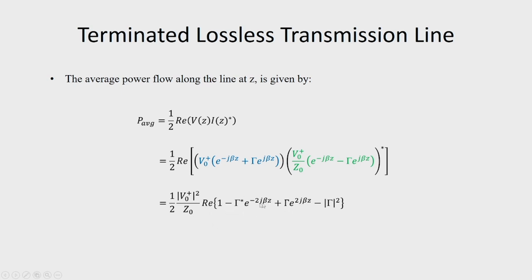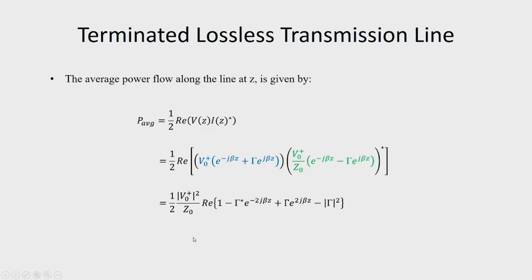Please note that in this expression, the two middle terms, when combined, give rise to an imaginary term, and this term can be dropped, and retaining only the real part, we get average power to be equal to half of magnitude of V naught plus squared divided by Z naught into 1 minus mod of gamma squared.